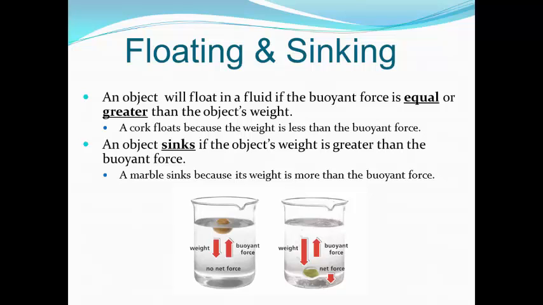Let's look at the two spheres here. We have a sphere in the left-hand beaker that is floating, and that's because the buoyant force in this case and the weight of the object are equal. It could also be that the buoyant force is greater than its weight to make it float. And then on the right-hand side we have the marble, which has sunk because its weight is greater than its buoyant force. And so you can see that we have a net force here that pushes downward.